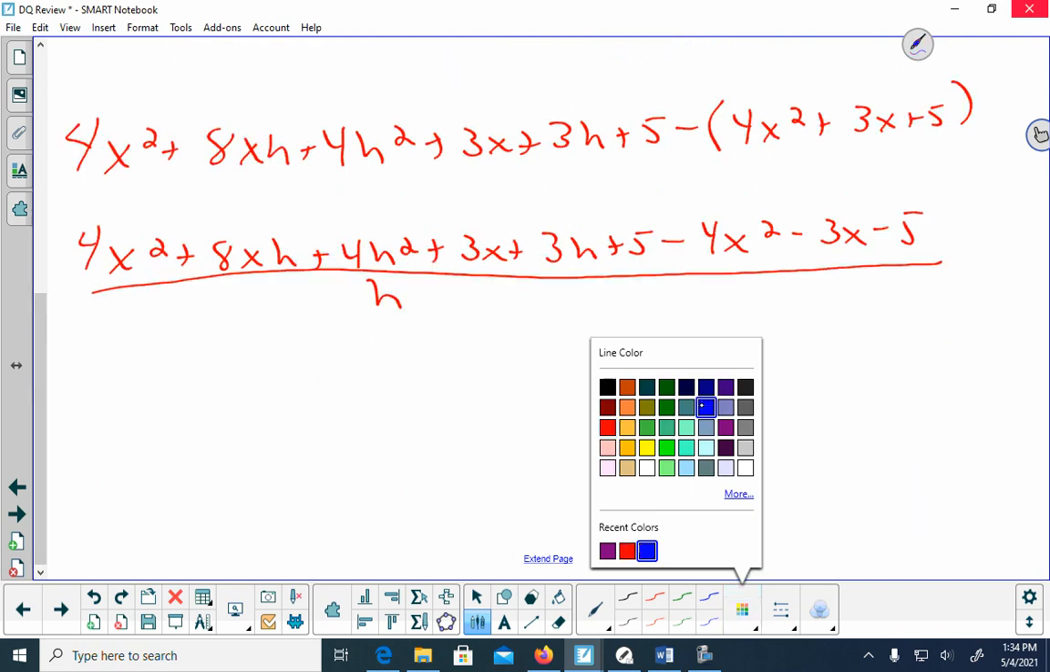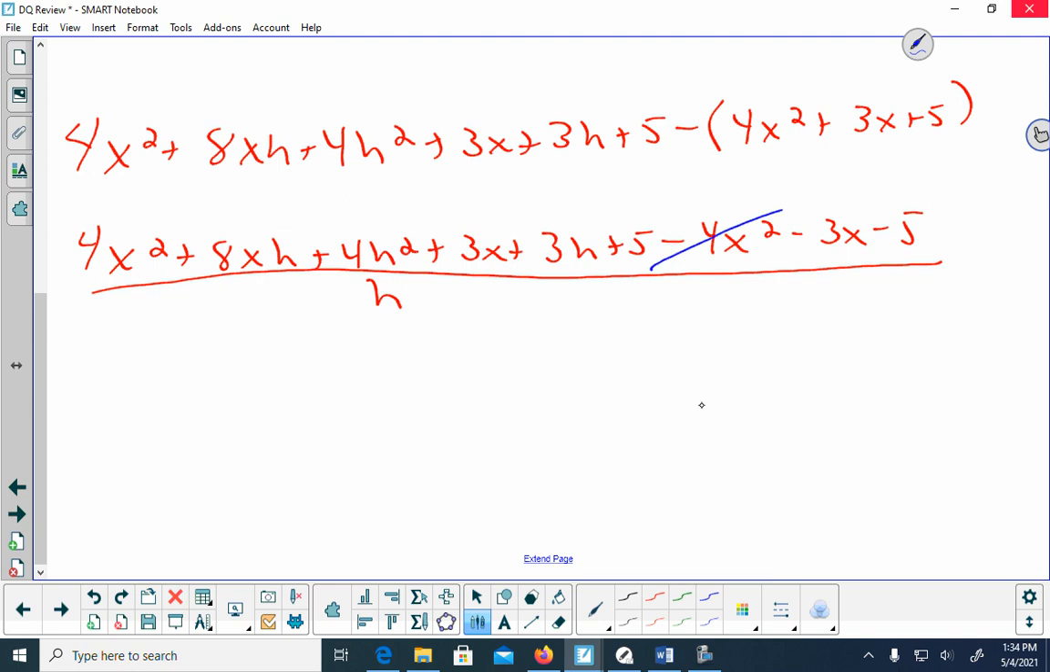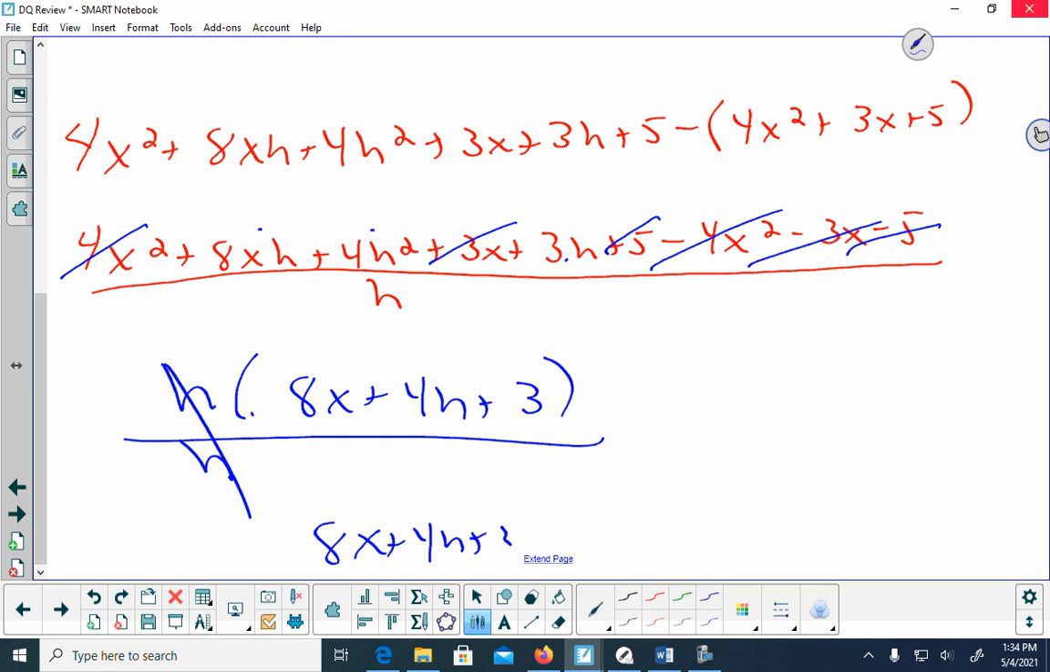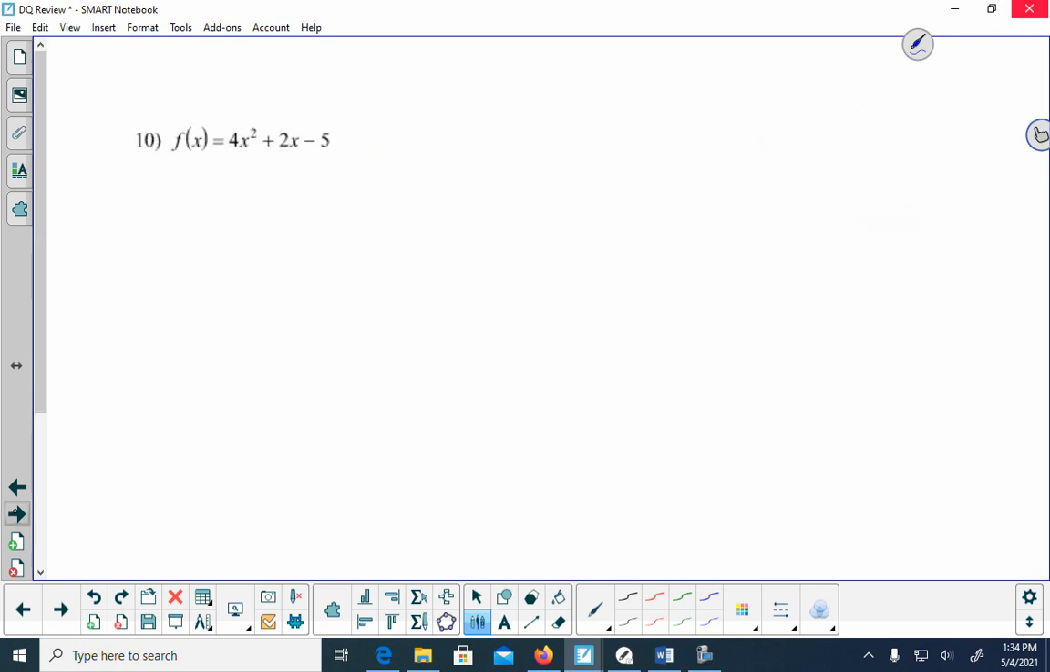Now the negative 4x squared should simplify, the negative 3x should simplify, and the 5 should simplify. Everything I have left has an h in it, so I'm going to factor that out. Now my h simplifies because now it's a factor. And that is my difference quotient. Last one.